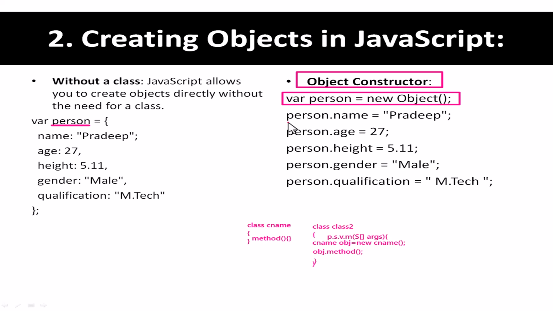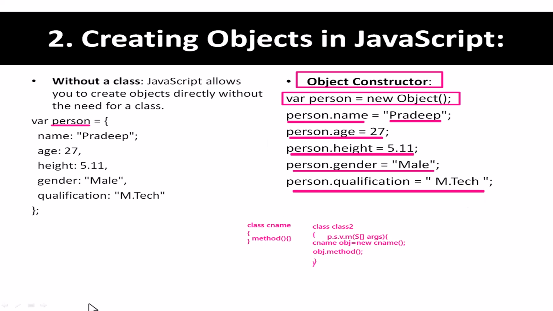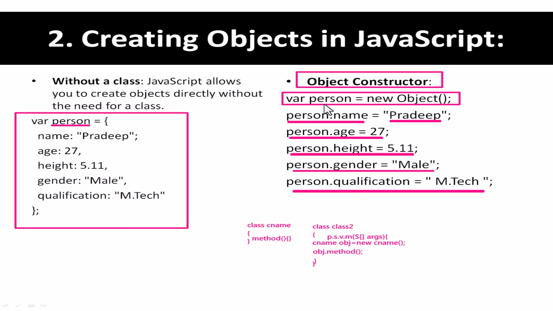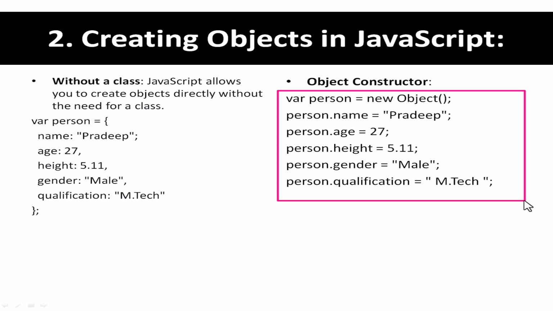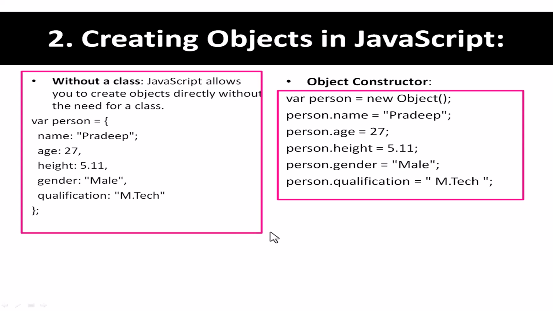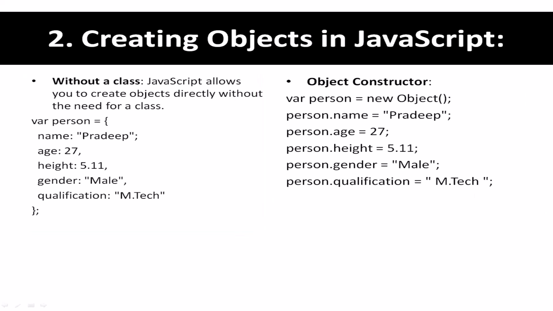Now person.name equal to Pradeep, person.age equal to 27, height equal to 5.11, and male, and person.qualification, MTech. Like that you can use object construction. Instead of adding in this particular manner, you can use it in this manner also. Here you are using an object constructor. This is one kind of syntax, and this is another kind of syntax. Based upon the necessity, you can follow whichever you want.